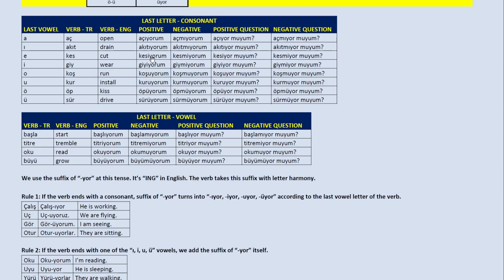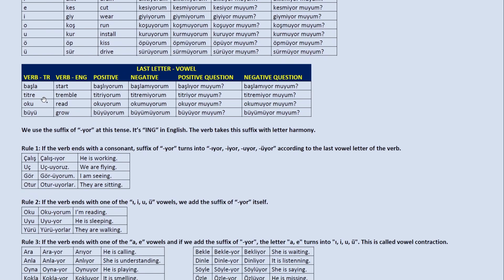Kesiyorum, kesmiyorum, kesiyor muyum? Kesmiyor muyum? Giyiyorum, giymiyorum. Giyiyor muyum? Giymiyor muyum? And when our last letter is a vowel, there are the two exceptions we mentioned; you can see the rule here. If the verb ends with one of the I, U vowels, we add the suffix -yor itself.